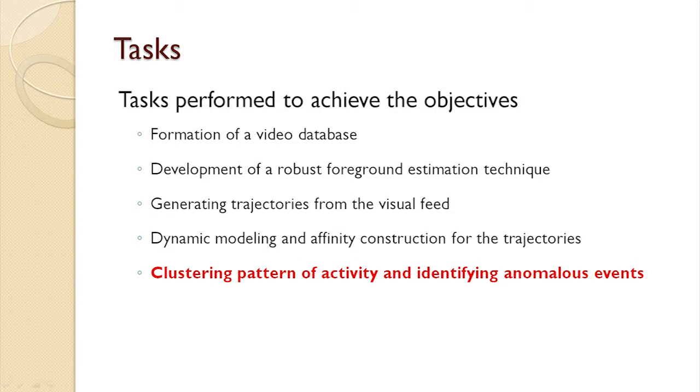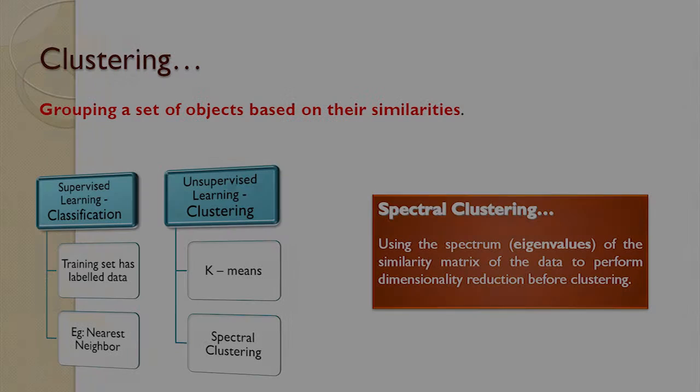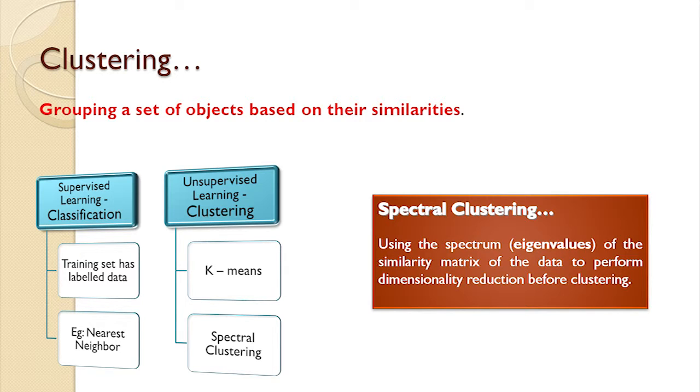The next task is clustering patterns of activity and identifying anomalous events. Clustering can be defined as the process of grouping a set of objects based on their similarities. In the context of machine learning, what we are interested in is unsupervised learning. Today, different clustering methods such as k-means, spectral clustering, and hierarchical clustering are available. The methodology used by us was spectral clustering. The specialty of this one over the others is that the number of clusters can also be identified by the algorithm itself.